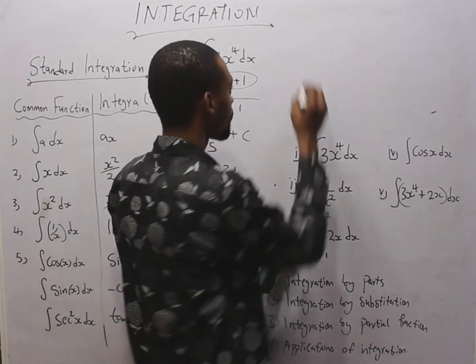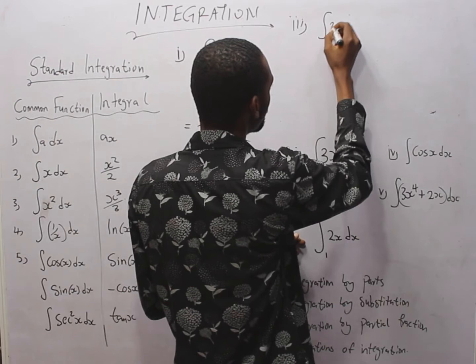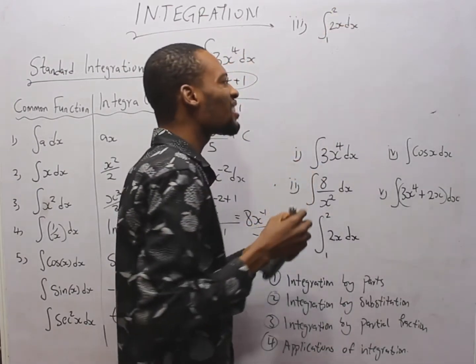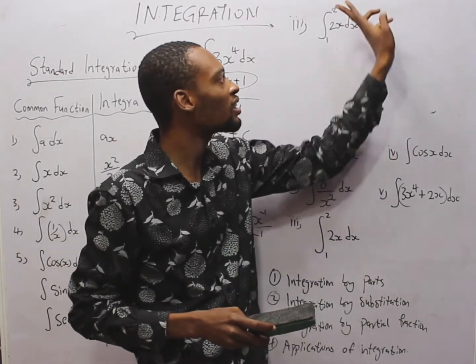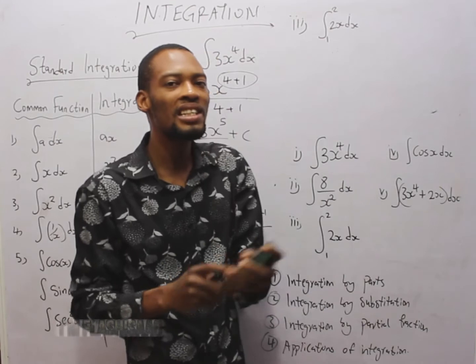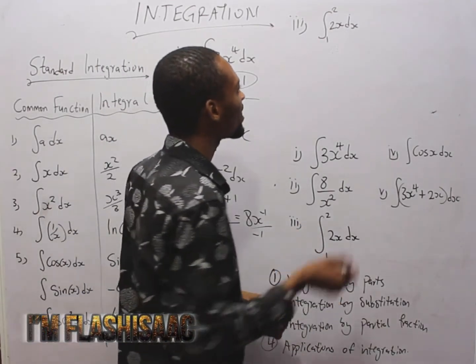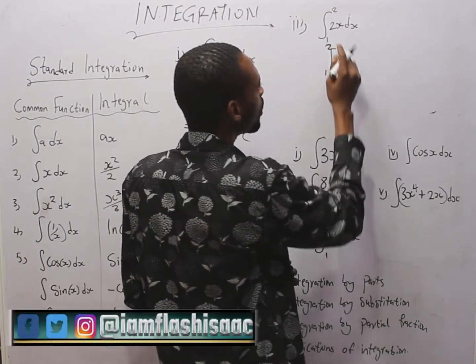Number 3. Integrate 2s ds, from 1 to 2. This is a definite integral. You can see the limits, 1 to 2. This is a definite integral. How do we solve questions like this? Now let's start. We have the limits 1, 2.